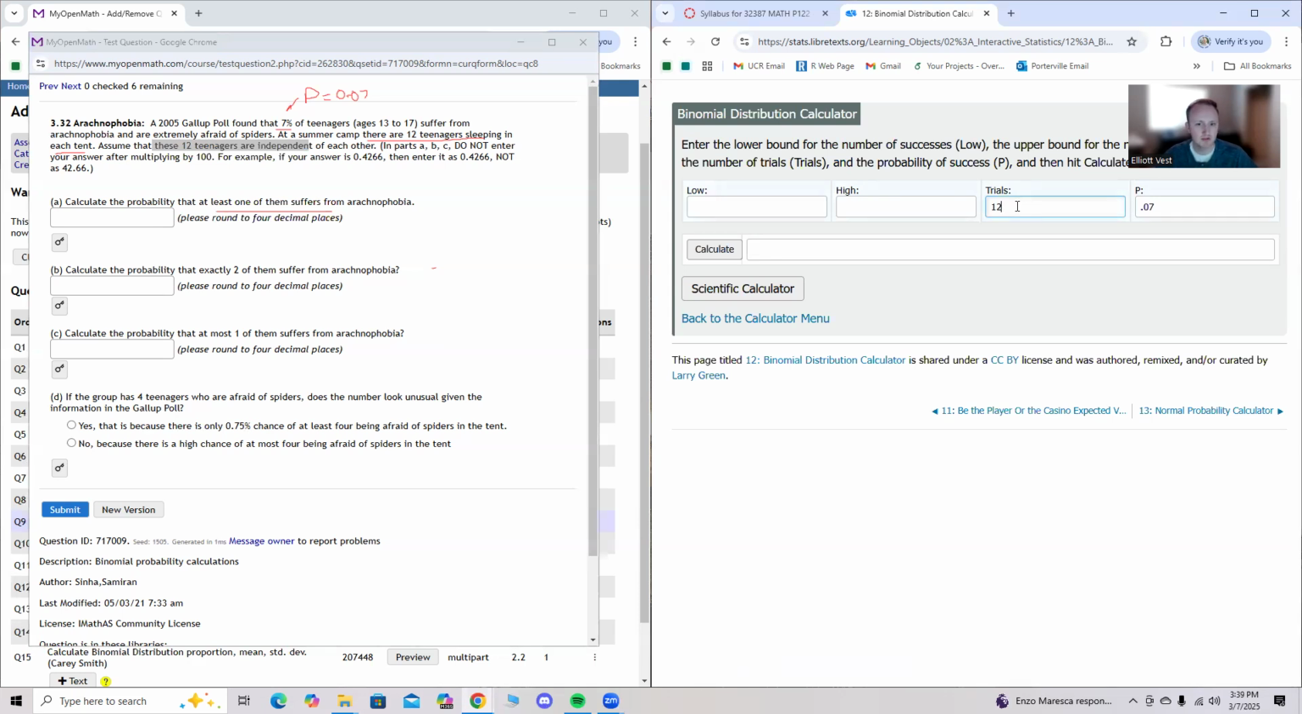And like a prior problem, maybe with tornadoes in years, figuring out what a trial means can sometimes be a little tough here. But here we have 12 teenagers, 12 trials.